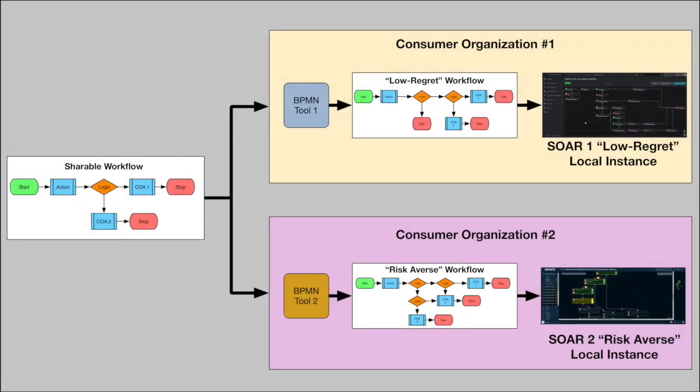This concludes our scenario demonstrating one shareable workflow, downloaded machine to machine, to two different commercial off-the-shelf BPMN tools that ingest the shareable workflow XML file. Then, each consumer modifies the shareable workflow, the first tailoring to a low-regret business process, and the second to the risk-averse business process, each producing another machine-to-machine readable file into the consumer's respective SOAR platforms, CyberSponse and Demisto.